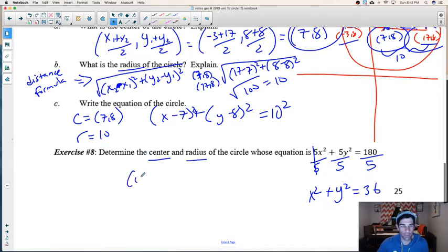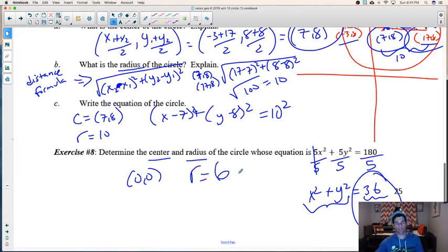So our center would be 0, 0. That's right here. And then the radius squared, r squared, is 36. So what's the square root of 36? 6. All right. There we go.